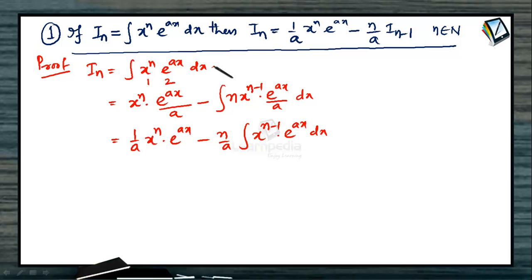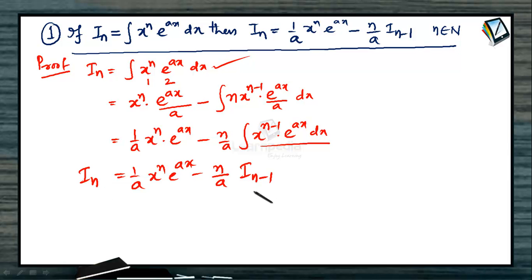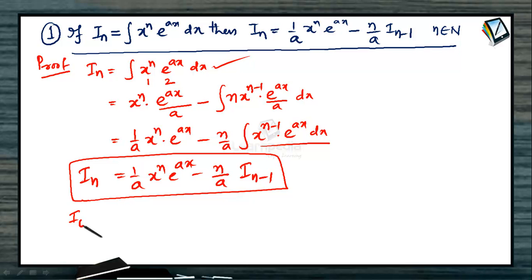If I_n is this one, then this is in terms of n minus 1. So obviously you can express that as n by a of I_(n-1). So I_n is expressed as 1 by a x to the power n e to the power ax, minus n by a I_(n-1). So this is the first reduction principle. Here, if you require to find I_0, that stands for the integral of x to the power of 0 into e to the power ax dx, and it is simply equal to e to the power ax by a plus the integration constant k. Such specific values you can find using it.